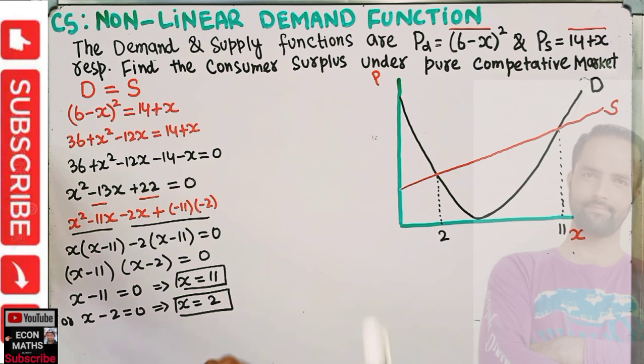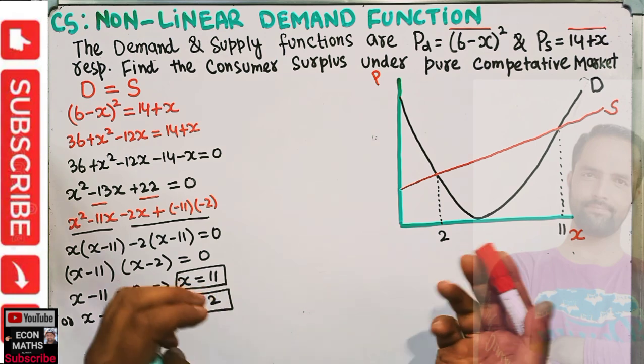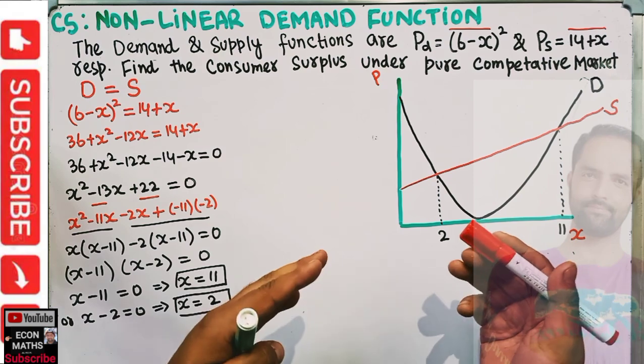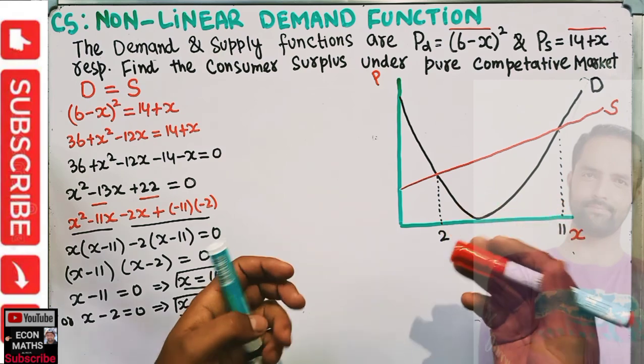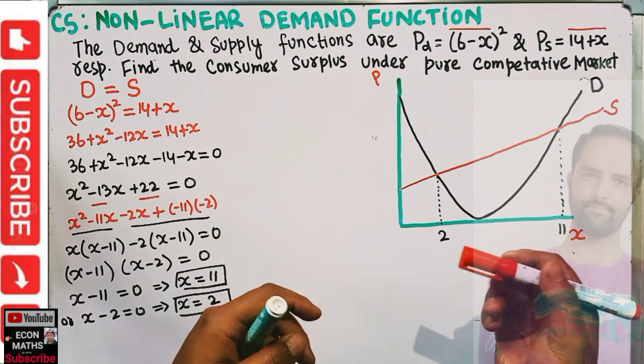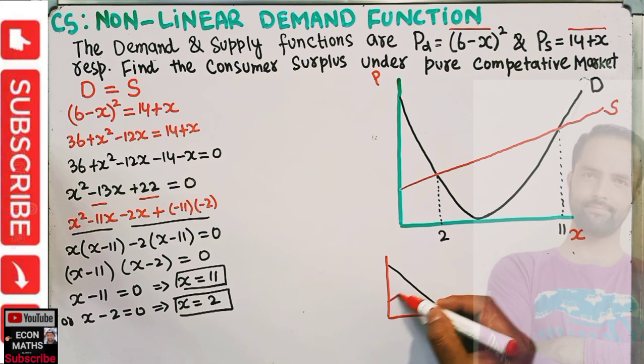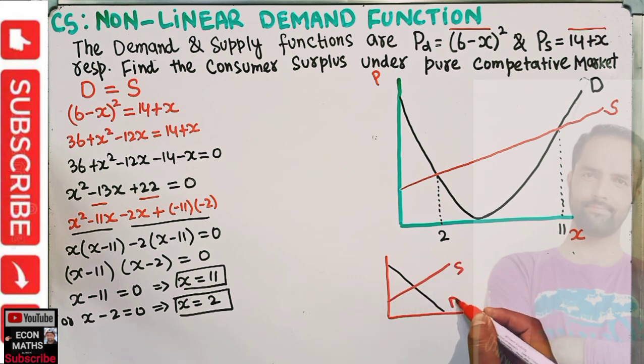Now having said this, what is the definition of the consumer surplus? We know consumer surplus is the difference between the price the consumer is willing to pay and the price he actually pays. Okay, so if I have another graph, a simple linear demand and supply function, let us say this is our demand function, this is our supply function.